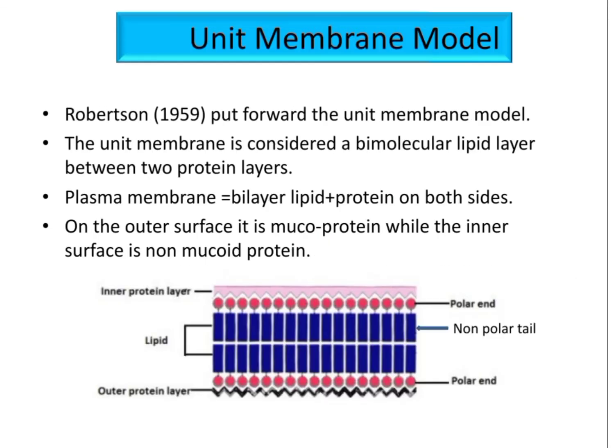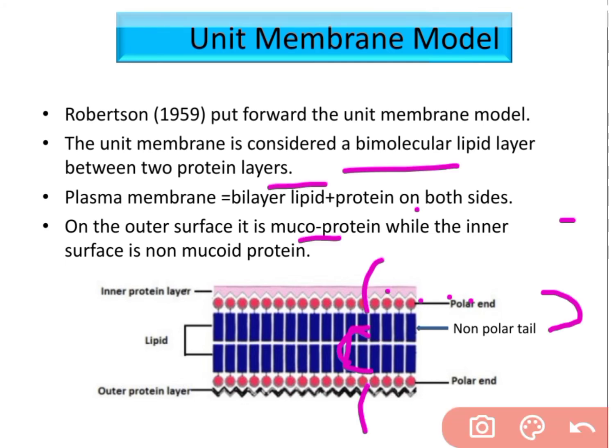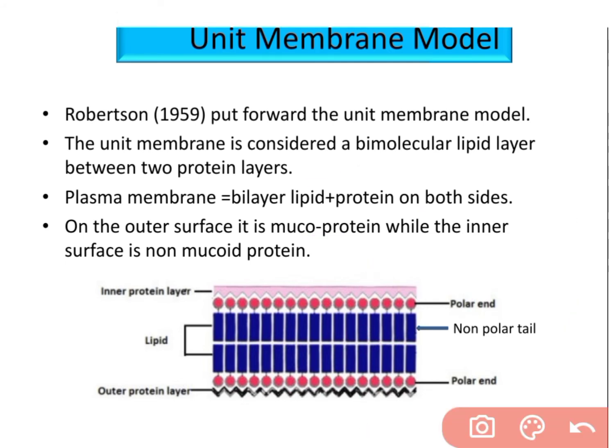Then the unit membrane model. This model was put forward by Robertson. The unit membrane is considered a biomolecular lipid layer between two protein layers. Here it is said that the plasma membrane equals a bilayer. This bilayer is lipid plus protein on both sides. This is the inner protein layer and this is the outer protein layer.